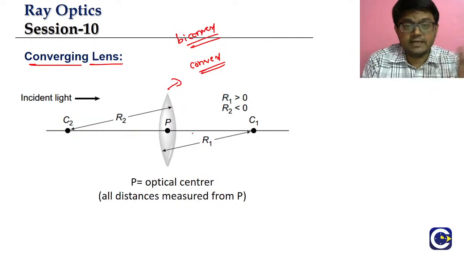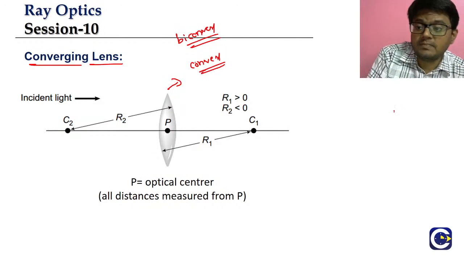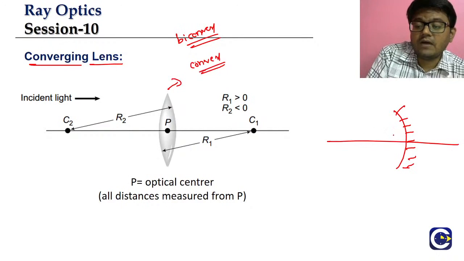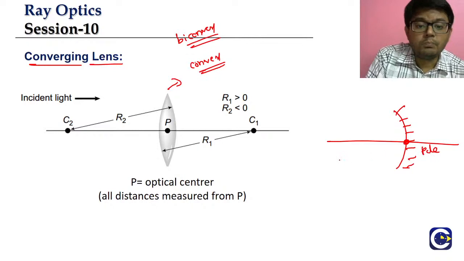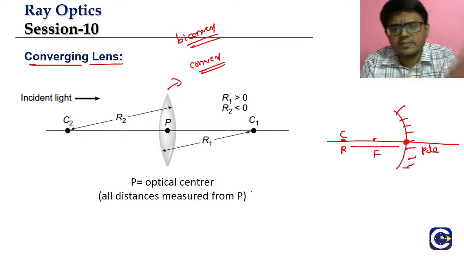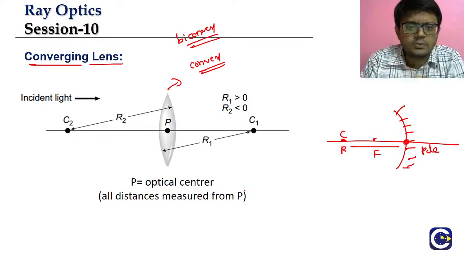Like for every mirror, remember, for the spherical mirrors, we have what? The pole, then we have the radius of curvature, the center of curvature point. The distance from pole to the center of curvature is what? Radius. And we have the focal point. This is of course for the concave mirror. Convex mirror also will have these points, but the positions may be different.